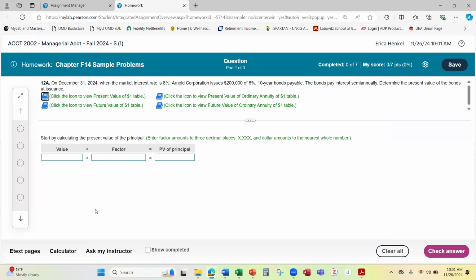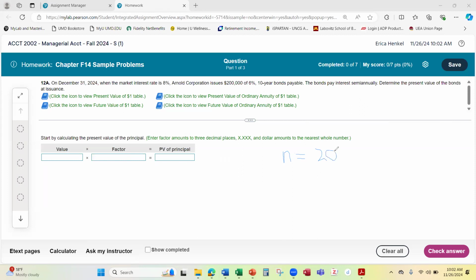So the first problem that we have, to do an example, we're going to calculate the present value of some principal. We've got a market interest rate of 8%, and Arnold Corporation is issuing $200,000 of 6% 10-year bonds payable. The bonds pay interest semi-annually. So looking at this problem then, if they're paying interest semi-annually, what is our n for our number of periods here? 20, right? So 10 times 2, so 20, right?